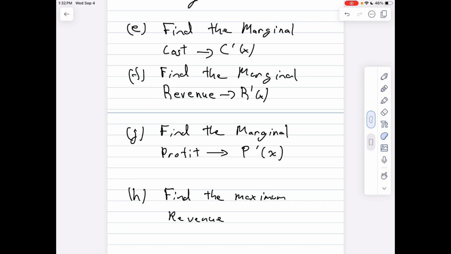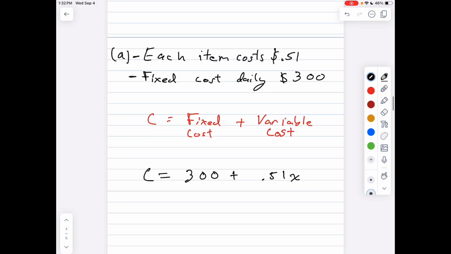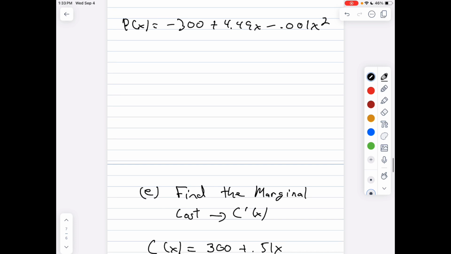So parts E, F, and G here, and that's a horrible F here, my apologies. Let me make that a little better. And a horrible G. Parts E, F, G are basically taking derivatives of our function. So let's go to our function.